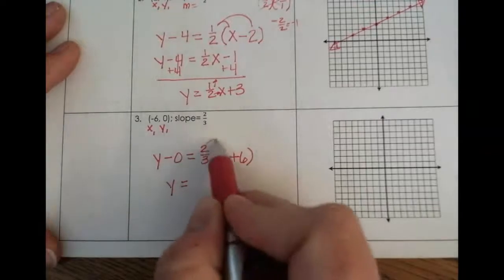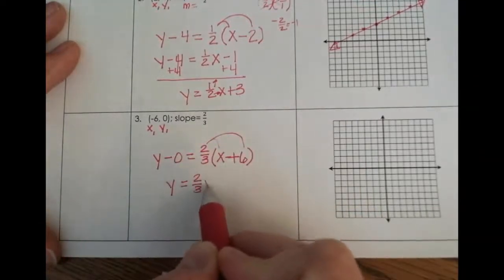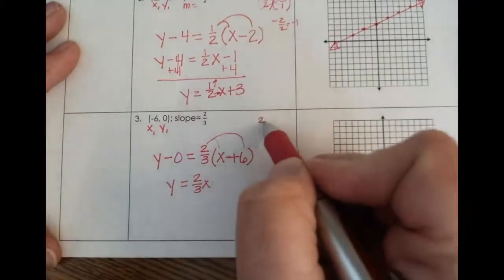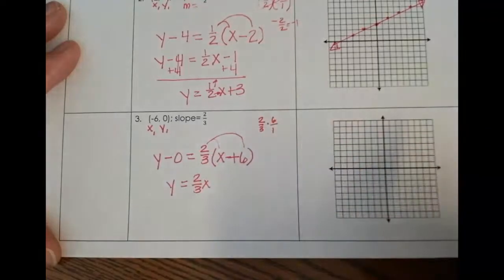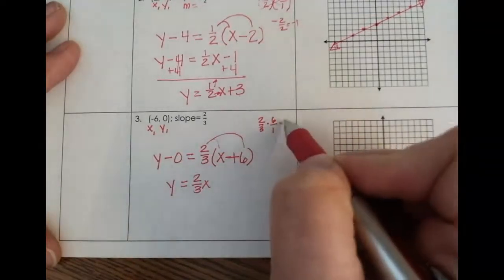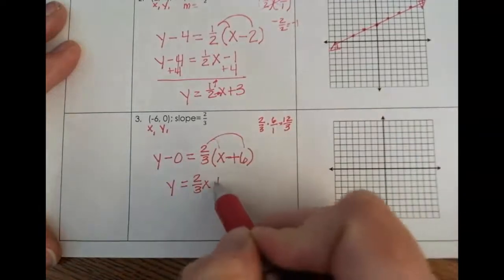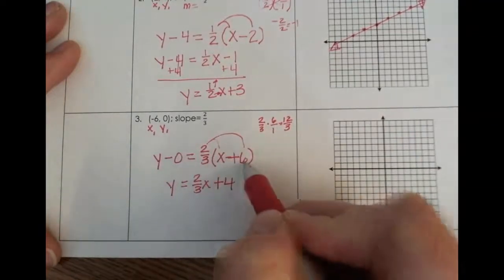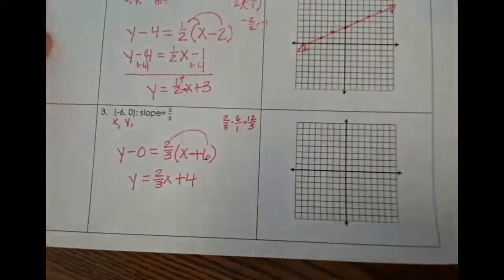And we have 2/3 is going to be distributed through, so we'll have 2/3 x. Now 2/3 times 6, if you look at it like that, you're going to get 12/3, which is 4. And it'll be a positive 4 because it's a positive times a positive. And there's our slope intercept.